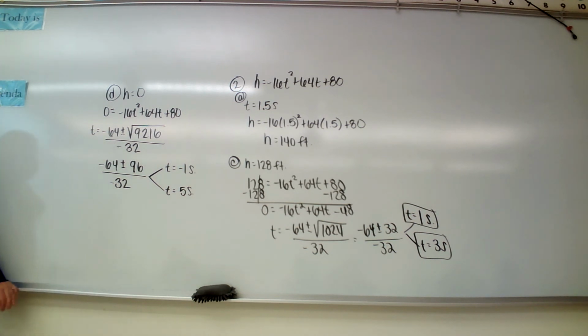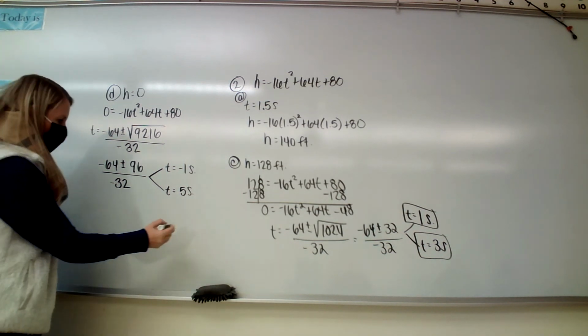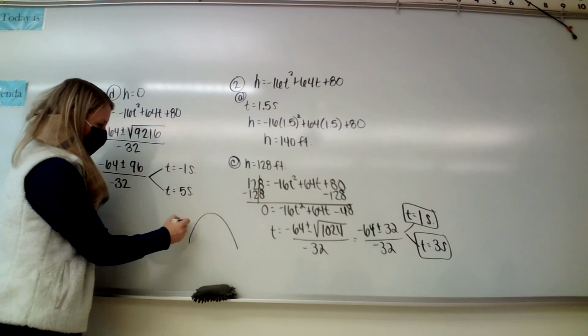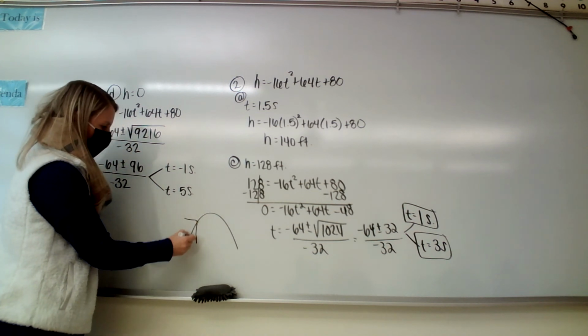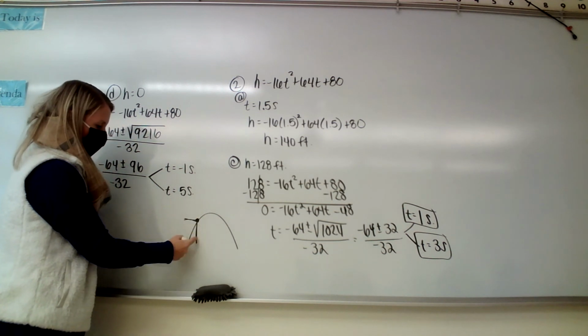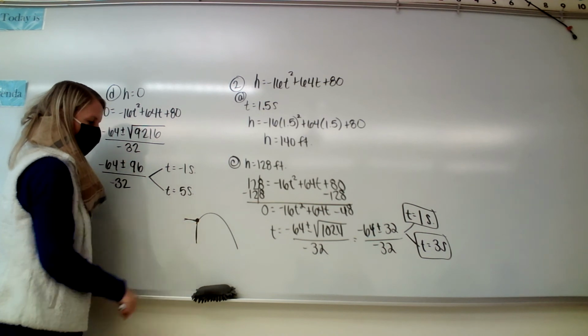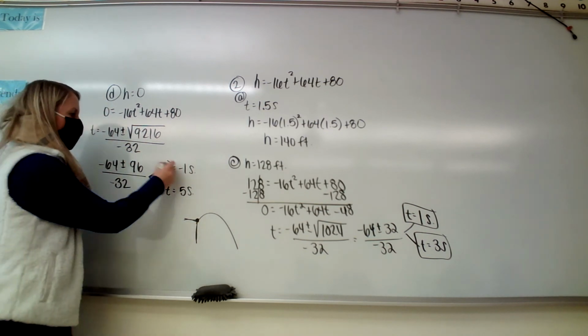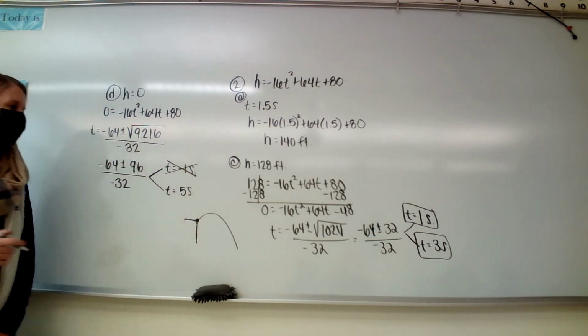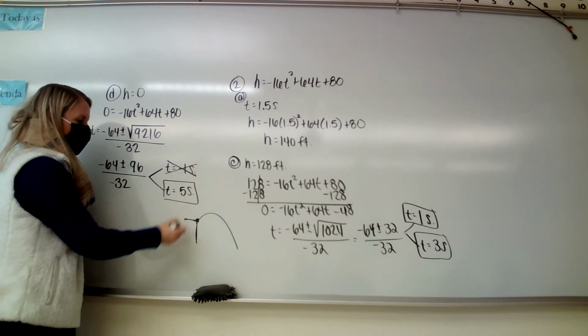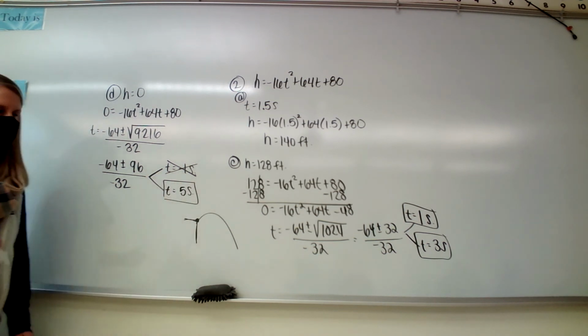Hey, can someone tell me why I got an answer that was negative? Yep, because it started over the ground. It didn't start on the ground, it started up on a cliff. So when you think about it, the parabola started up here, up on the cliff. So that's kind of like going backwards in time. The equation doesn't know that it started on the cliff, so we don't care about negative times. It's only going to hit the lake once, that's it.